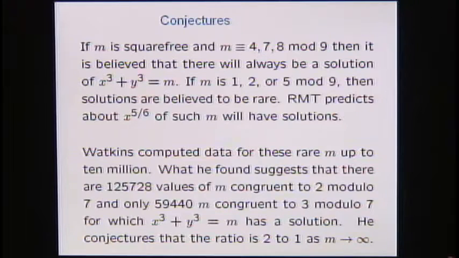And the rarity, how rare? Well, around x to the 5/6 of the time is how often you expect there to be a solution. It's actually x to the 5/6 times some power of log.